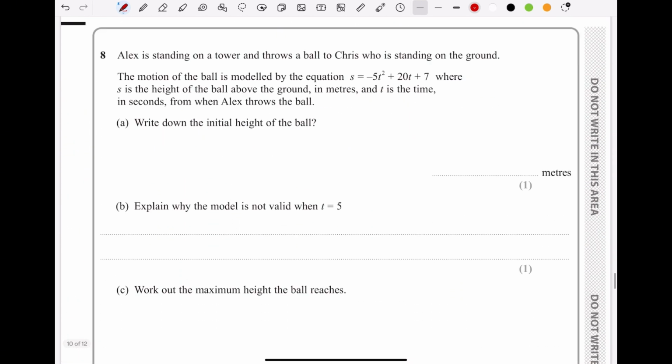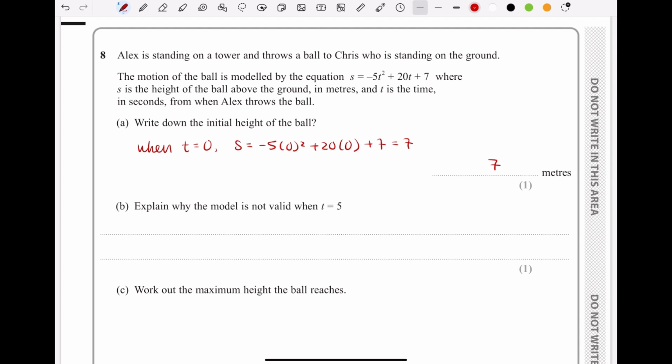In this question, we are told that Alex is standing on a tower and throws a ball to Chris, who is standing on the ground. The motion of the ball is modeled by this quadratic equation, and s is the height of the ball above the ground in meters, and t is the time in seconds. Now we need to write down the initial height of the ball. The initial height is when t equals 0, which is 7.